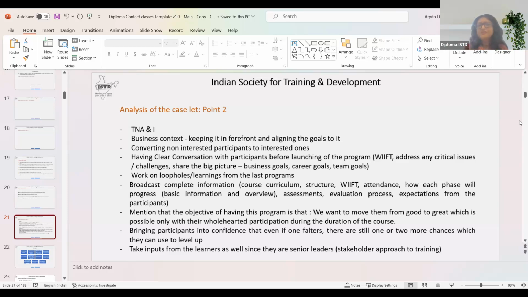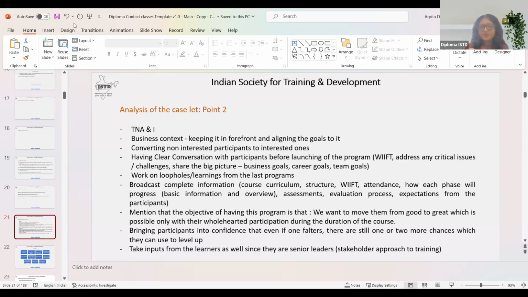Mention what the objective of having this program is. What is the bigger objective? We want to move them from good to great. So everybody will want to achieve that. Everybody is at a good level. We want to move from good to great, which is possible only with your wholehearted participation during the duration of the entire course. Bringing participants into confidence that even if one falters, there are still more chances.